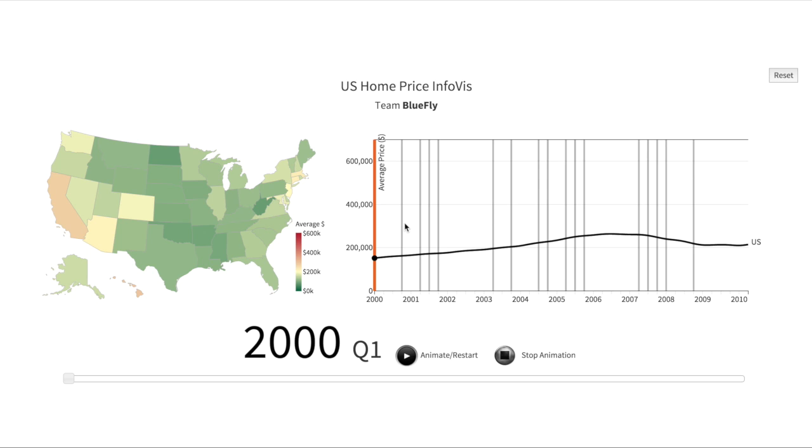That brings us to our InfoWiz. We have a heat map on the left, we have a line graph on the right, and we have a slider on the bottom that shows the corresponding year and quarter number.